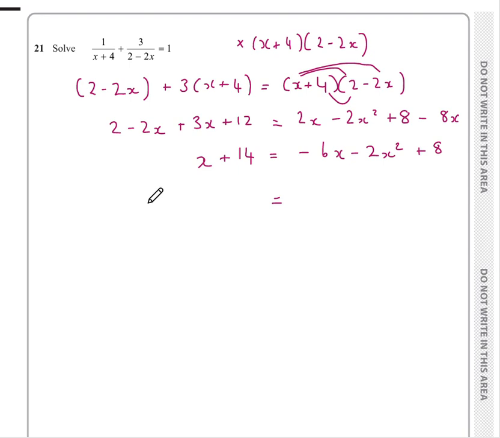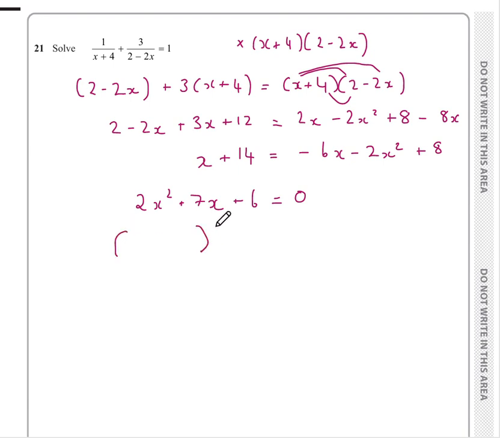Okay, I'm going to move my terms over to this side. I want my x squared to be positive, as it's easier to factorize. So 2x squared, x plus 6x is going to be 7x, and 14 subtract 8 is going to give me plus 6, and that's equal to 0. Okay, so now I can factorize. Well, I can try to factorize. Obviously, if I can't factorize it, I can use the quadratic formula to solve it.